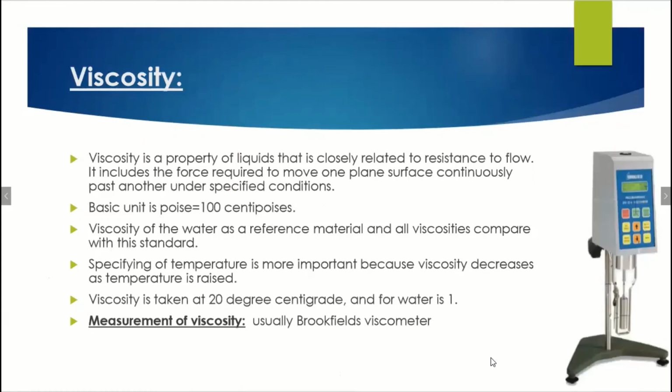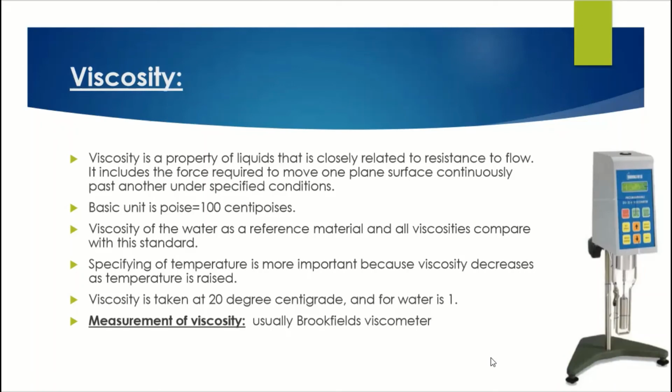Then we perform the viscosity test. Viscosity test is also very simple. We use a Brookfield viscometer, but the temperature should be the same for every viscosity test, at 20 degrees centigrade, because viscosity varies with the temperature shift. We maintain 20 degrees centigrade because at 20 degrees centigrade the viscosity of water is 1, and we use water as a standard for viscosity measurement of other ointments. So the basic unit is poise, or 100 centipoise.